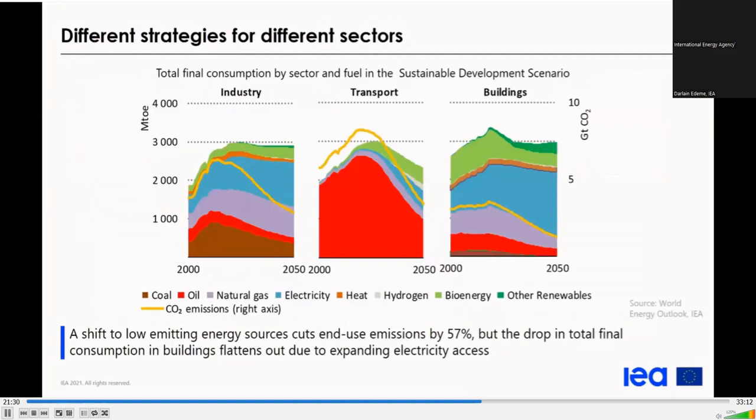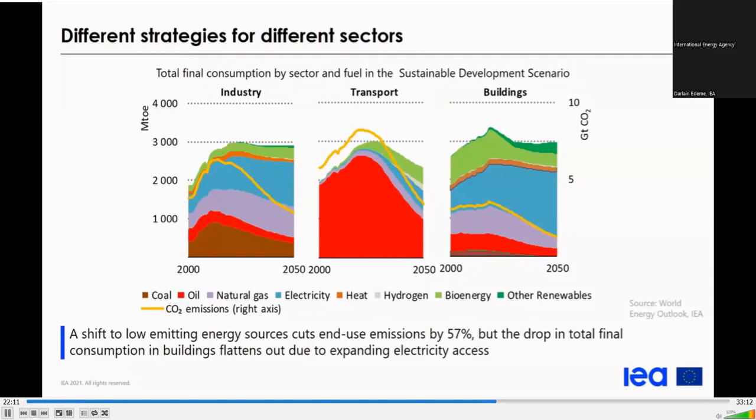Different strategies will be implied for different sectors. Here, if we look at the sustainable development scenario, we can see how total final consumption would evolve by sector and by fuel. And we can see that in the transport sector, there is a sharp decline in the total final consumption that also leads to a decline in the CO2 emissions. But we don't have such evolution in industry and buildings. One reason would be that, due to the expansion of electricity access, the total final consumption in buildings is not decreasing.